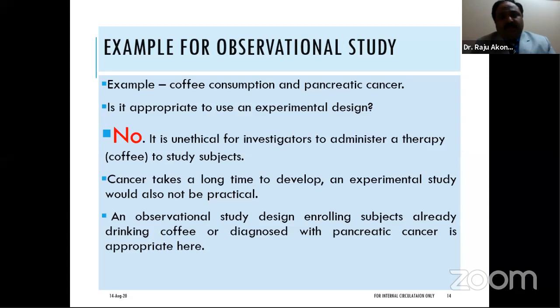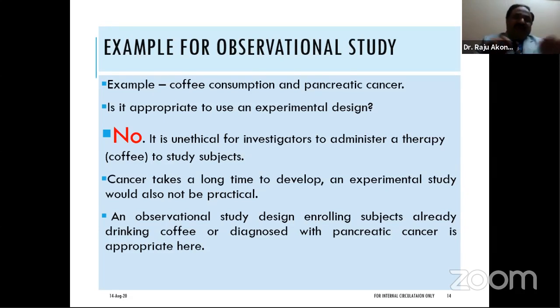This is also possible. So either taking patients who already have pancreatic cancer, or people who already have a habit of taking coffee, right? You're not suggesting them to take coffee. They already have a habit of taking more cups of coffee. So you observe their life, you observe them for a certain period of time, and then decide whether coffee really causes pancreatic cancer or not. This is nothing but an observational study. So an observational study is possible if you have a certain aim like this, but an experimental study is not possible, it is unethical, and it takes more time as well. So it is ruled out.